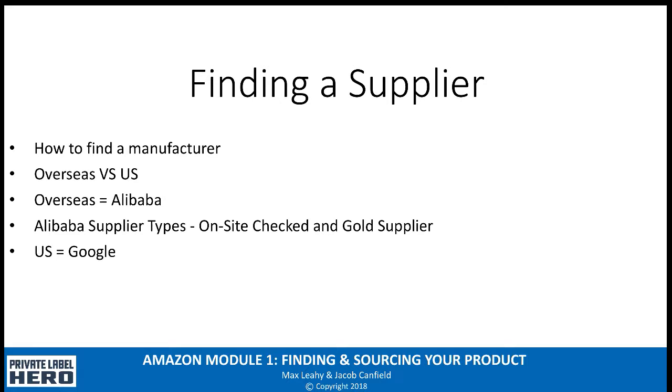Finding a supplier is actually pretty simple. It's a straightforward process in this day and age. If you're looking for a supplier from overseas, for example China, you want to use Alibaba. There are other similar sites such as dhgate.com, but Alibaba is definitely number one for finding overseas suppliers. So head over to Alibaba and type in the name of the product you're looking for.